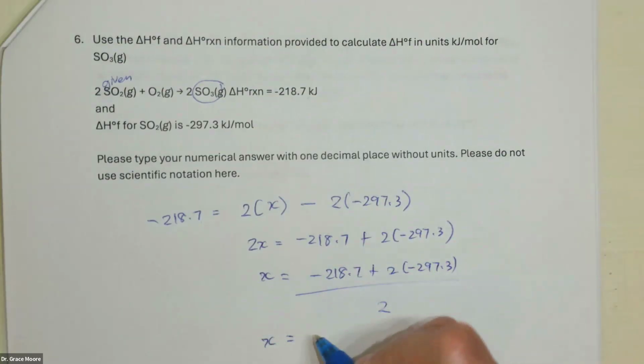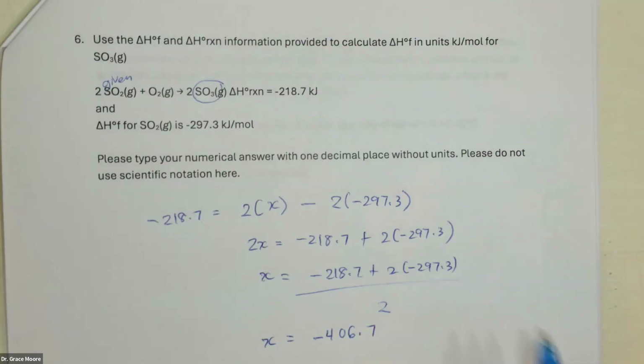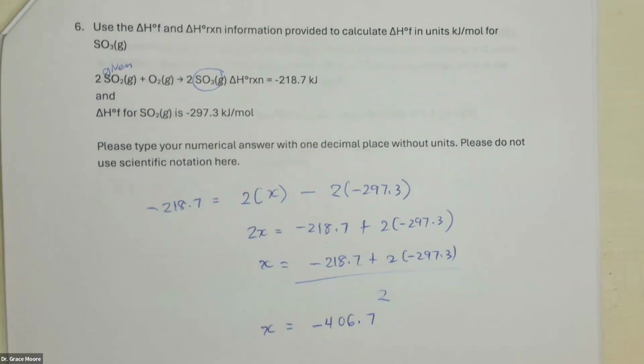And you get x to be negative 406.7 if it's 1 decimal place.